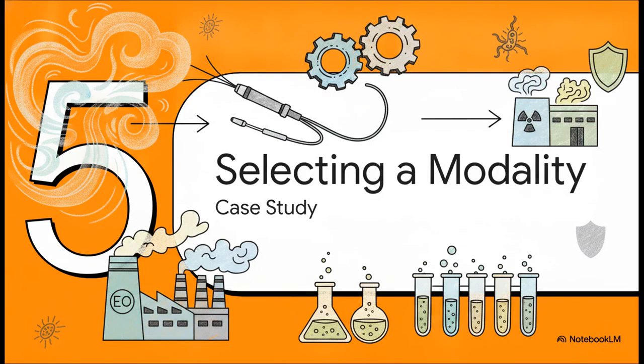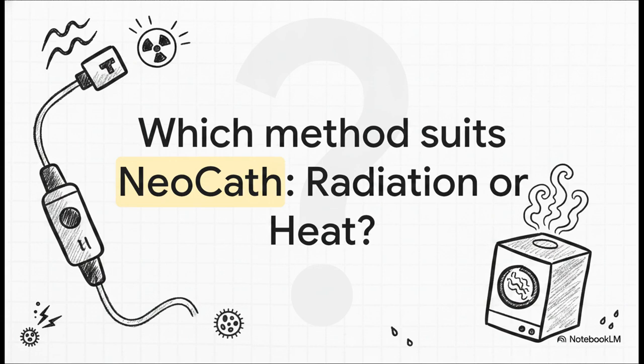Okay, final section. Section 5, selecting a modality. Let's put these two tools to the test with a quick case study. Imagine our fictional manufacturer, Meridian Medical, needs to establish a secondary sterilization pathway for their flagship device, the NeoCath SC02. So here is a bit of a logic puzzle for you to solve based on what we just learned. Which method actually suits the NeoCath SC02? Are we going with radiation or moist heat?